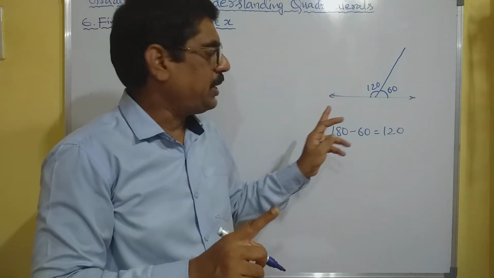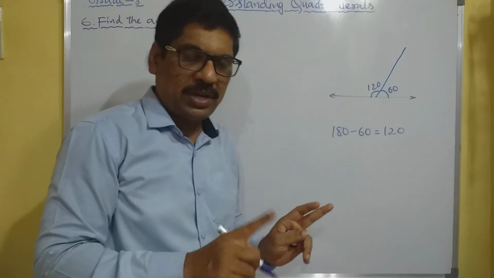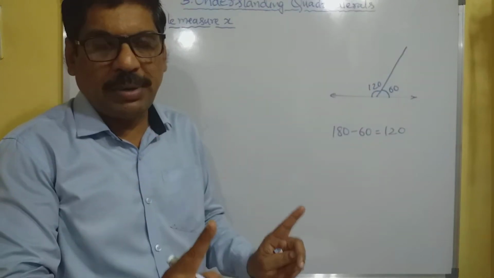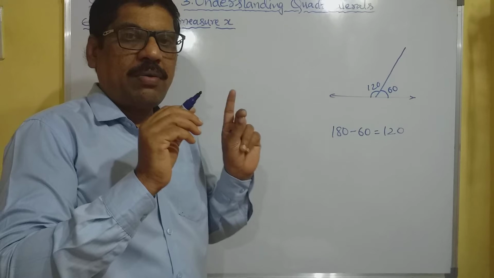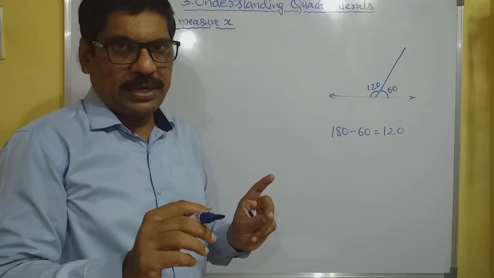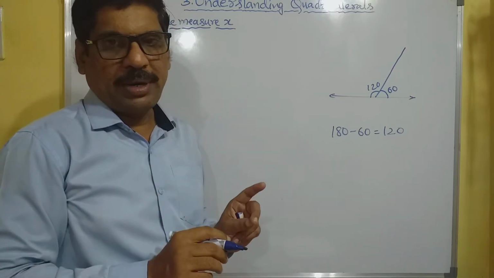Supplementary means the sum is 180 degrees. The adjacent angles on a straight line are supplementary. Supplementary means the sum of a pair of angles is 180 degrees. We call them supplementary angles.